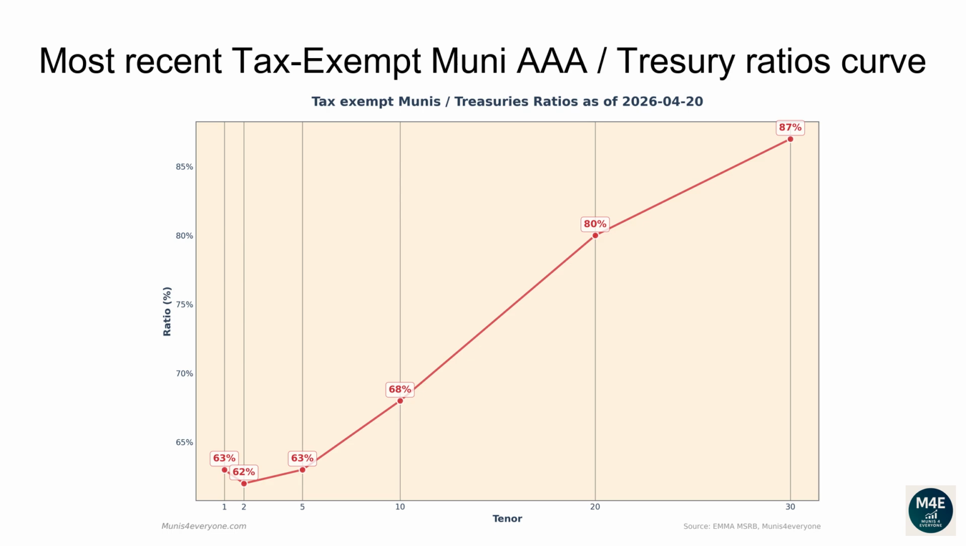The current one-year ratio is 63%. The 2 years ratio is 62%. The 5 years ratio is 63%. The 10 years ratio is 68%. The 20 years ratio is 80%. The 30 years ratio is 87%.